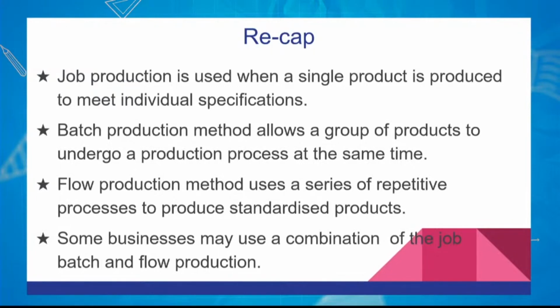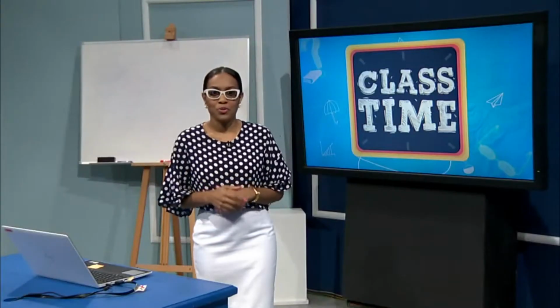Job production is used when a single product is produced to meet individual specifications. So please remember that it's a one-off. Batch production method allows a group of products to undergo a production process at the same time. Flow production method uses a series of repetitive processes to produce standardized products. And finally, some businesses may use a combination of job, batch, or flow. All right?